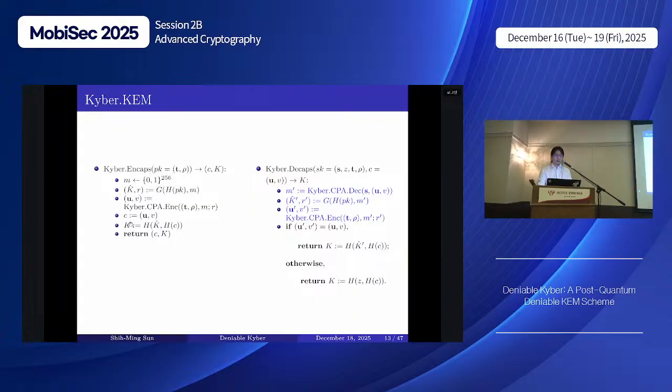And then it hashes again to get a key. In decapsulation, it first does a re-encryption. That is, it first decrypts the message and then hashes to the pseudo key and random seed, then encrypts again to get a ciphertext. The algorithm then checks the result against the original ciphertext. If they are the same, then it outputs the same key. And if not the same, then it outputs a random key.